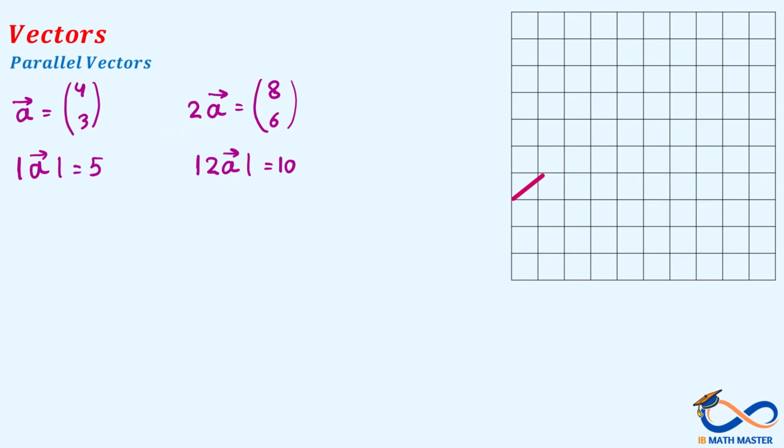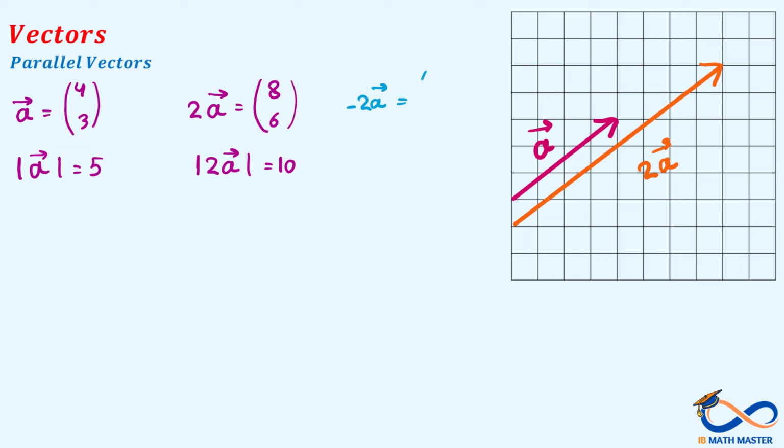So we can picture it like this. Here we have vector A, which is, as you see, (4, 3), as we have here. Then vector 2A would be like this, 8 on x and 6 on y, as we have here. So as you see, they are parallel. You can imagine they are two trains heading in the same direction, but one of them is twice as long as the other.